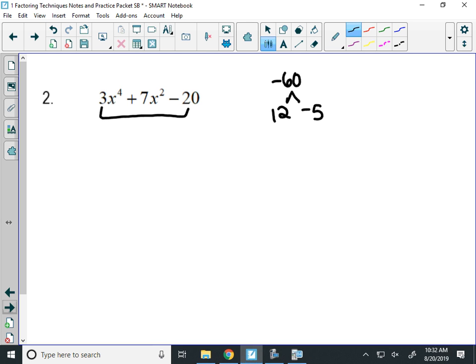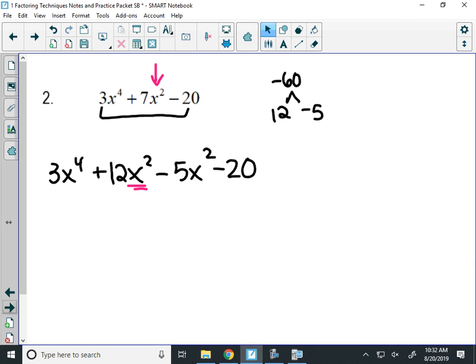All right, so we're going to split up the middle. 3x to the 4th plus 12, what's the exponent here? x squared, because I have an x squared in the middle up here. So I need 1 down here. Plus 12x squared minus 5x squared minus 20. You can work ahead of me if you need to here, but we're going to group and pull out our GCF.